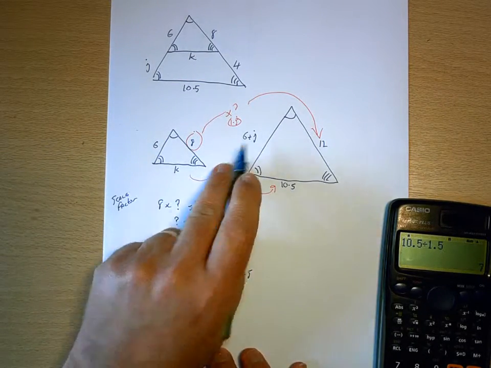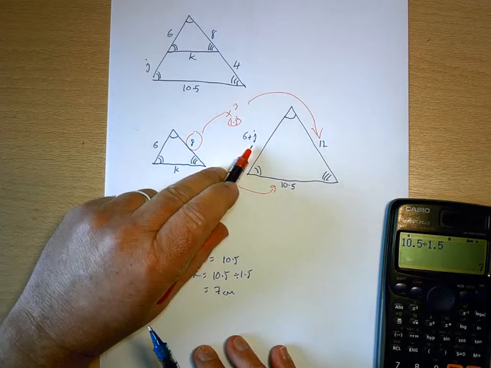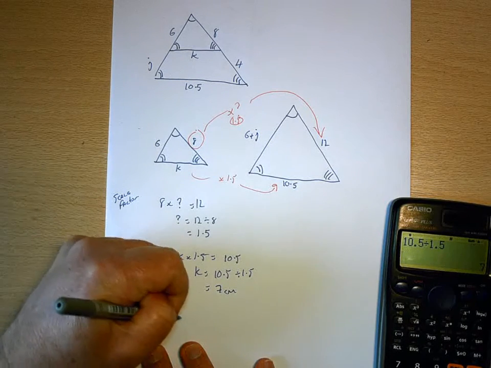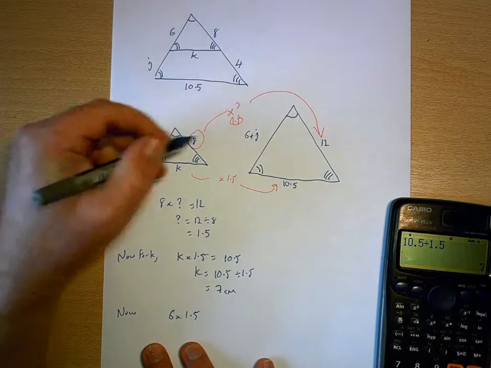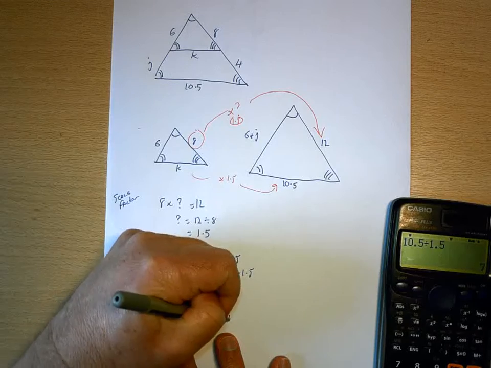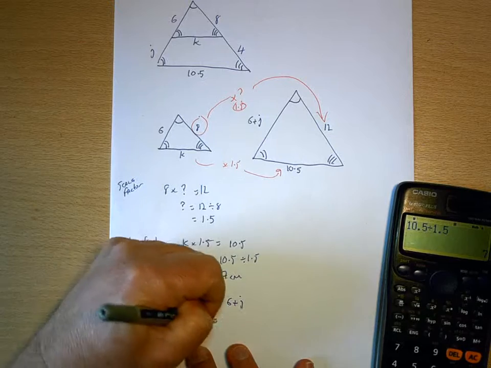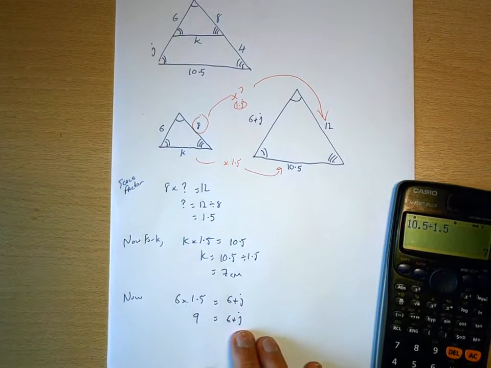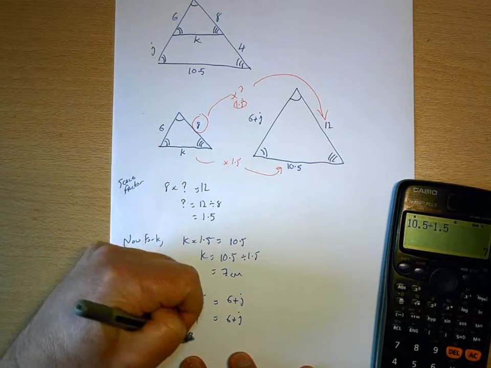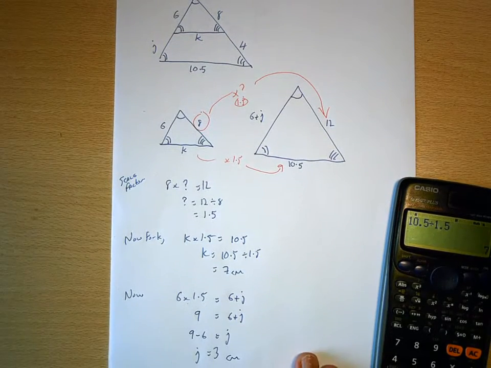And then for this one, again, 6 times 1.5 is going to give you 6 plus J, because every side here is 1.5 times the corresponding side there. 6 times 1.5 is 9. So to get the J on its own, I have to get rid of add 6, which means I have to take 6 off this side. So J is 3 centimeters.